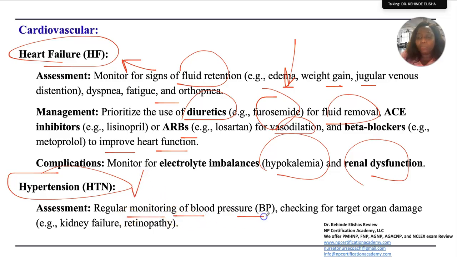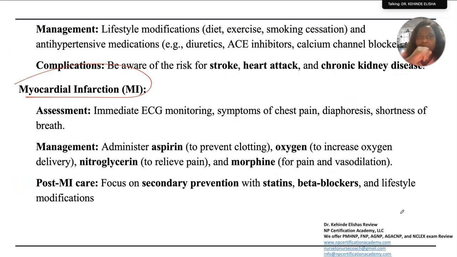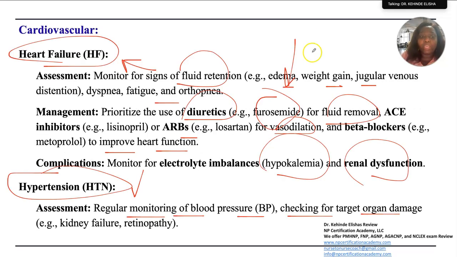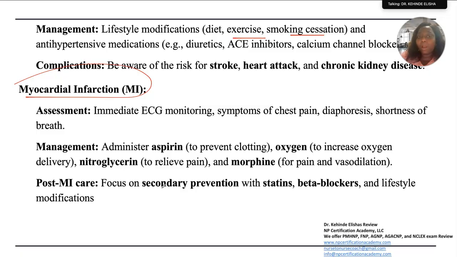Now, hypertension, what do you want to assess? You want to monitor blood pressure. You want to check for target organ damage like kidney failure, retinopathy. Lifestyle modifications. You want to see if they are doing exercise or encourage them or educate them. If they smoke at all, tell them to stop smoking. Here we're talking about hypertension. Those are the things we have to modify to get our heart back in order. We can never get it to work normally again, but at least we can slow the progression of the disease.